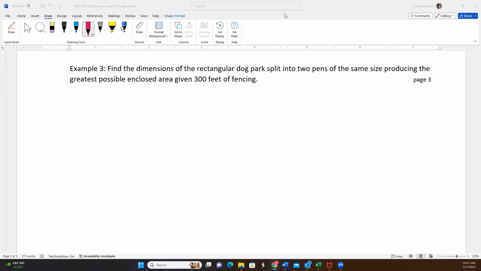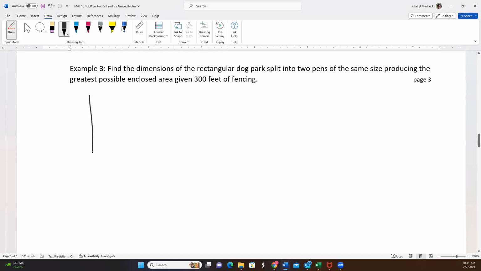In this video, we're going to finish up lesson 5.1 by looking at example 3. Here in example 3, it says, find the dimensions of the rectangular dog park split into two pens of the same size, producing the greatest possible area enclosed, given the 300 feet of fencing. So let's give this a try.